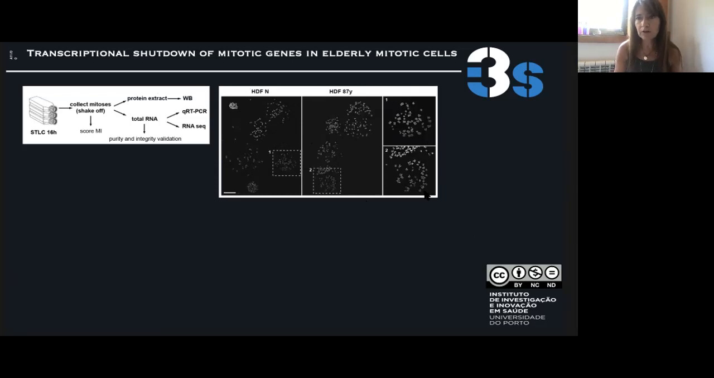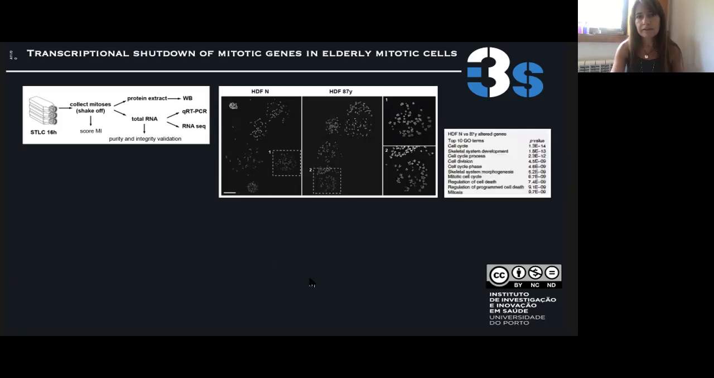This was important because using this methodology, we uncouple any changes that we could find in mitotic gene expression from the sample differences in mitotic index and overall proliferation capacity. The RNA-seq revealed that the abundance of 3,300 gene transcripts was significantly altered in octogenarian mitotic fibroblasts compared to neonatal mitotic fibroblasts.